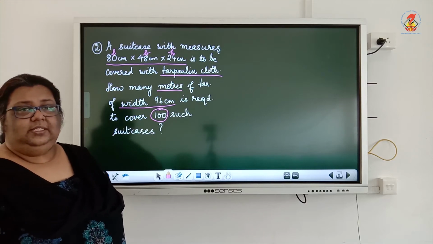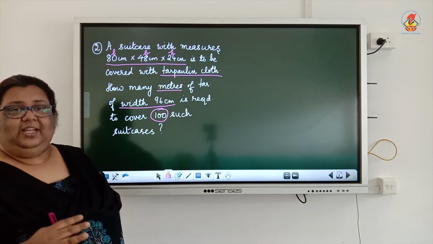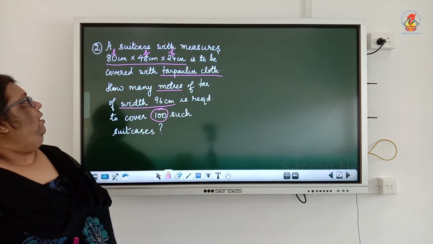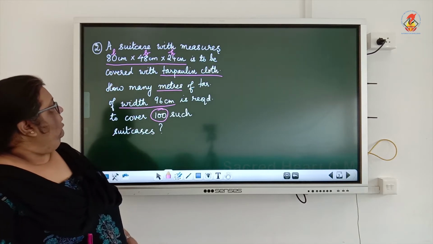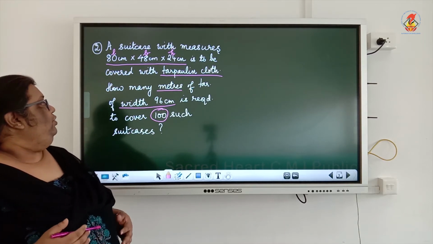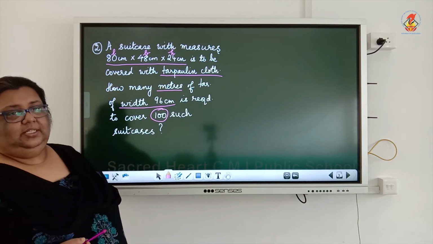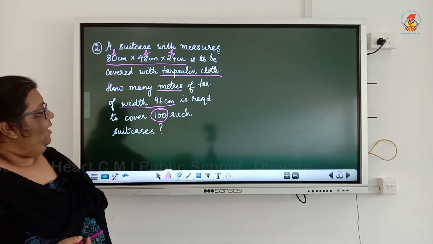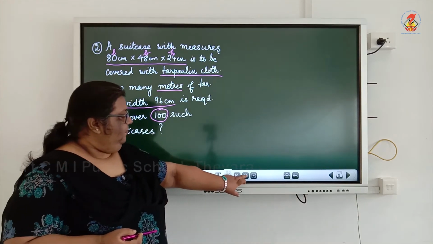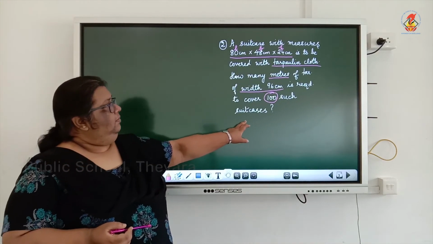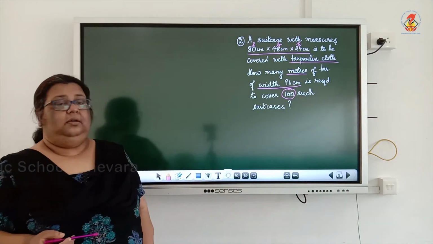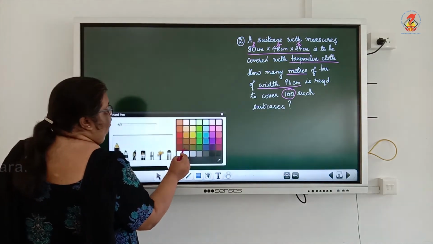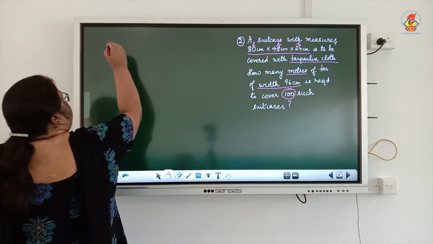There is a suitcase with dimensions length, breadth and height given. There are 100 such suitcases. We want to find the length of the cloth required to cover the 100 such suitcases of width 96 centimeter. We need to find the length. So shall we start doing? First we will consider our suitcase. What is the shape of the suitcase? It is cuboidal shape.